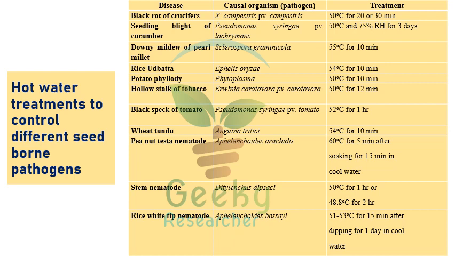Peanut testa nematode, Aphelenchoides arachidis, 60 degrees centigrade for 5 minutes, after that soaking for 15 minutes in cool water. Stem nematode, Ditylenchus dipsaci, 50 degrees centigrade for 1 hour or 48.8 degrees centigrade for 2 hours. Rice white tip nematode, Aphelenchoides besseyi, 51 to 53 degrees centigrade for 15 minutes.